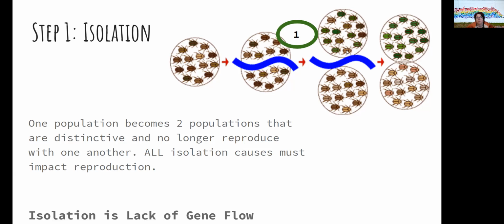So this is a way that one population becomes two populations. And the underlying importance here is that they can no longer reproduce together. So isolation is basically the lack of gene flow. So in the little picture here, we have these beetles. Something happens that these two beetles get isolated. So let's say this is a stream or something like that. And then now they're in these two distinctive groups that can no longer flow back and forth between them. And so they're now only reproducing within their divided groups.